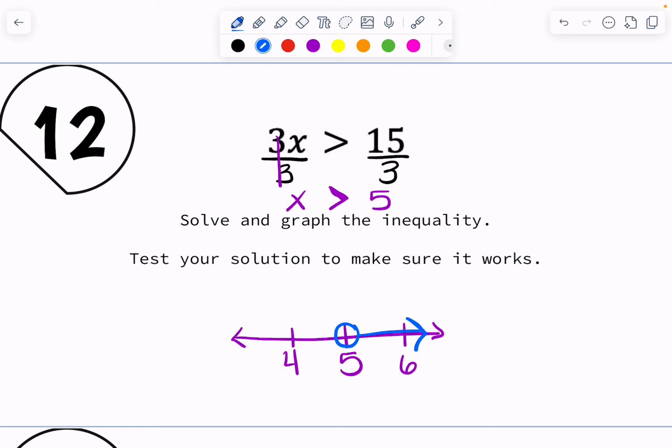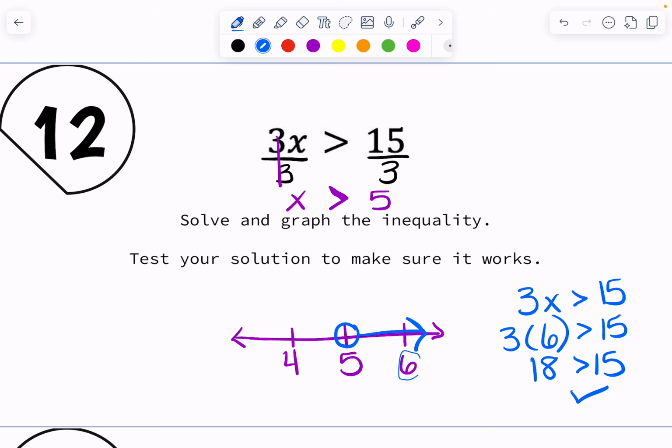I can plug in a value now just to test my solution and make sure it works. So I can plug in any number greater than 5, so I'm just going to go ahead and plug in a 6. So let's plug in and check. So my original inequality was 3x is greater than 15. I want to test 6 now. So 3 times 6 is 18. 18 is greater than 15, so that checks out.